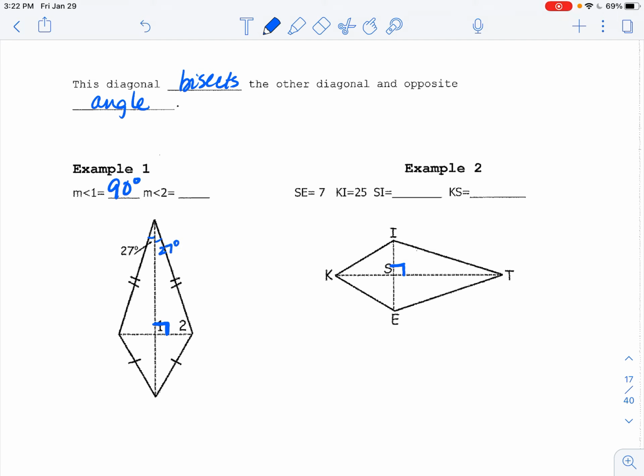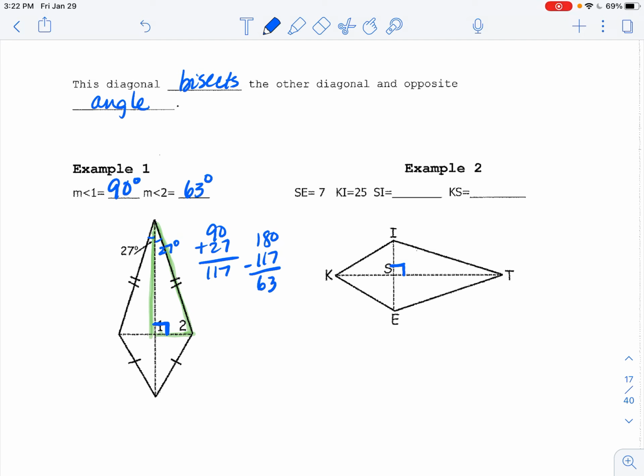Those are congruent angles. So if I want to find the measure of angle 2, let's just think about this being a triangle, and we know that the three angles in a triangle add to 180. And so we've got 90, 27, and then we just need to subtract from 180 to find this one. So 90 plus 27 is 117. If I subtract from 180, that's going to give me 63. So the measure of angle 2 is 63.